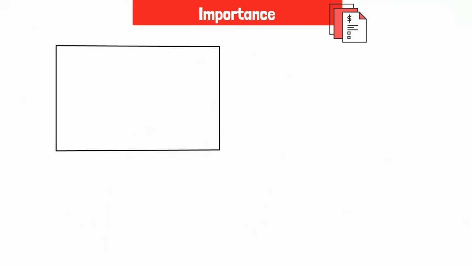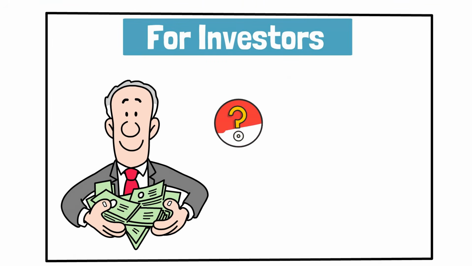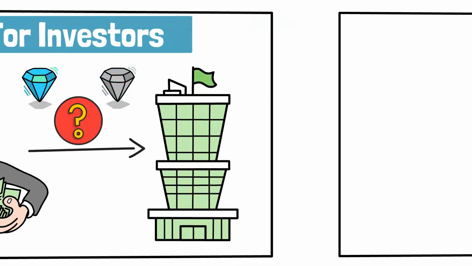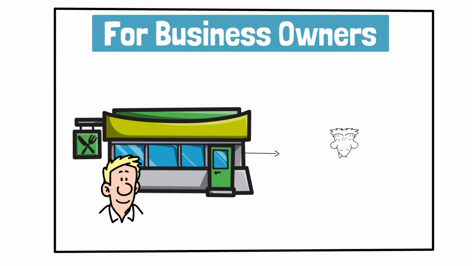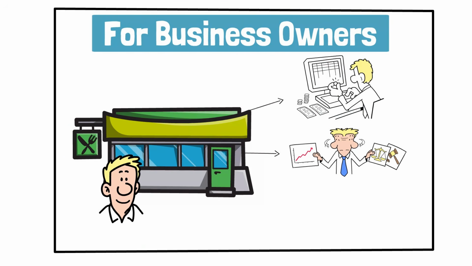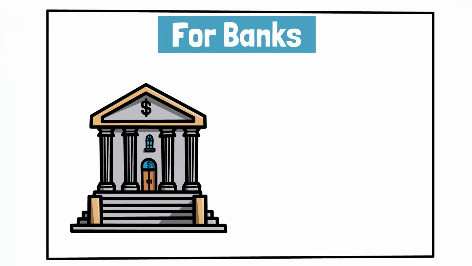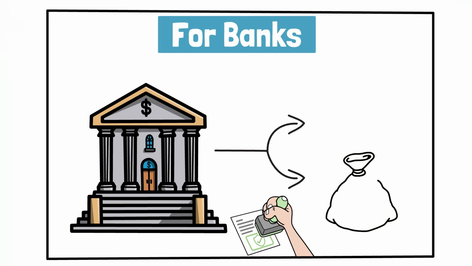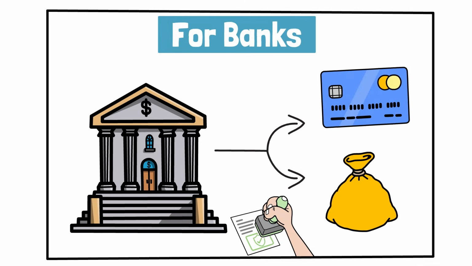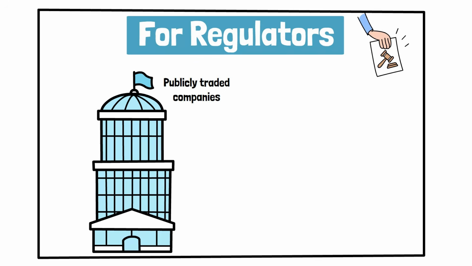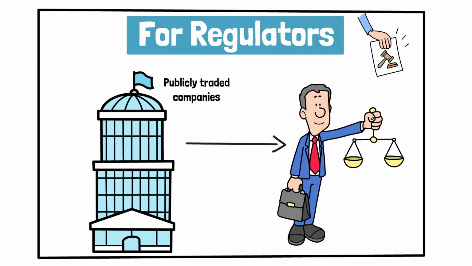Okay, so now you know the three main types of financial statements, but why do they matter? Here's a few reasons. For investors, financial statements help investors decide if a company is worth putting money into. For business owners, they help with making decisions, budgeting, and understanding where the business stands. For banks, lenders use them to decide whether to approve loans or credit lines. And for regulators, in publicly traded companies, financial statements are required by law and must meet accounting standards.